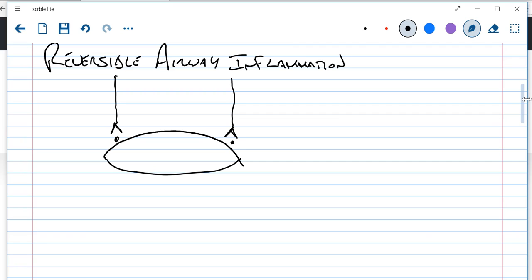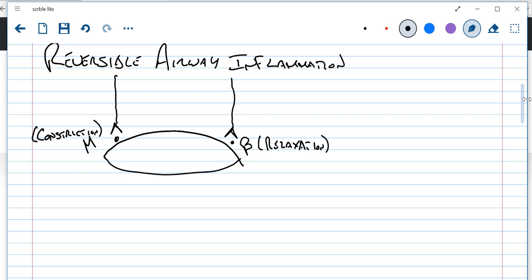And over on this side, you're going to have beta, which is responsible for relaxation. And over on the other side, you're going to have M. That stands for muscarinic. Muscarinic receptors is what causes constriction.